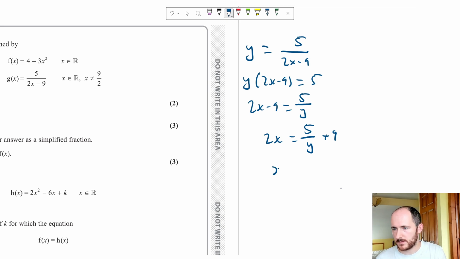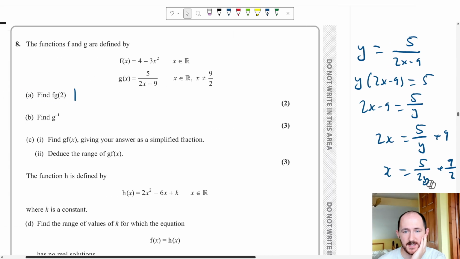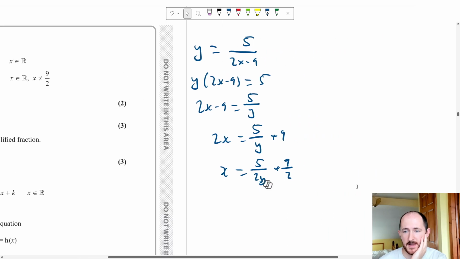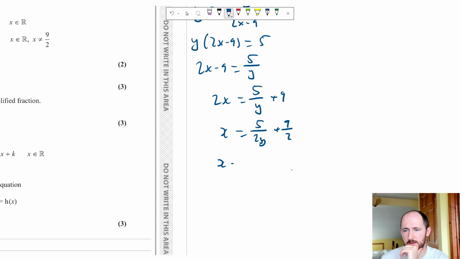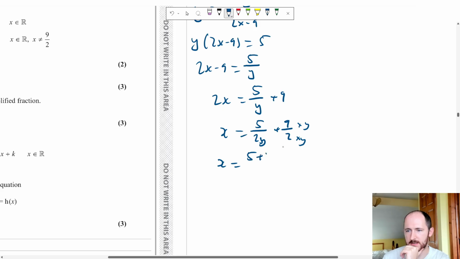Yeah. You know, do I want to leave it looking like this? Do I want to combine it? It does say simplified fraction, singular. So we do need to combine these two fractions because it says simplified fraction, not plural. So all we're going to do is times the second one by y, top and bottom. So that'll be 5 plus 9y over 2y. So then our final answer is we just swap x and y, and we make x equal to g of minus 1.